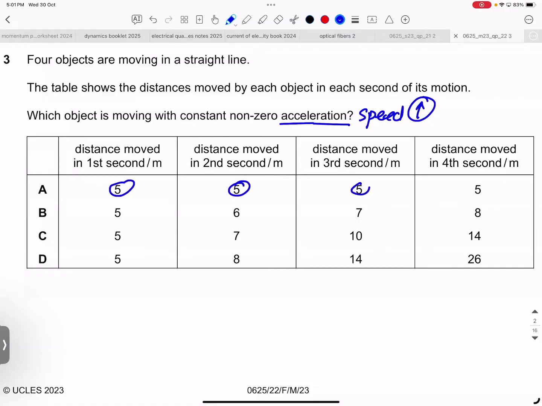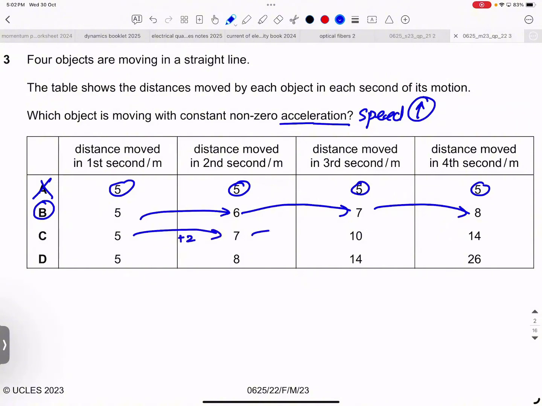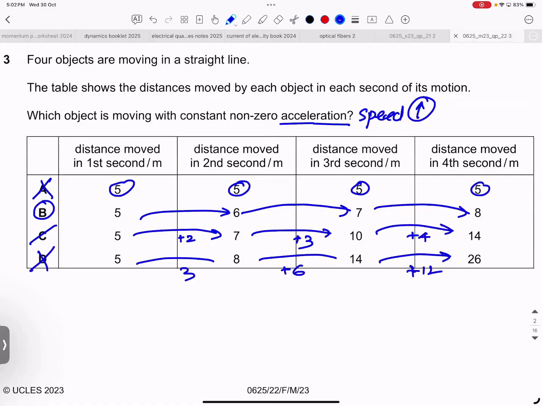5, 5, 5, 5. Wrong. Each time you are covering the same distance. It means you have constant speed. Option B: 5, then 6, 1 more, then 7, 1 more, then 8. Uniform increase. So uniformly increasing speed means constant acceleration. C: +2, +3, +4. Increasing acceleration. +3, +6, +10, 12. Increasing acceleration. So only constant acceleration is option B.